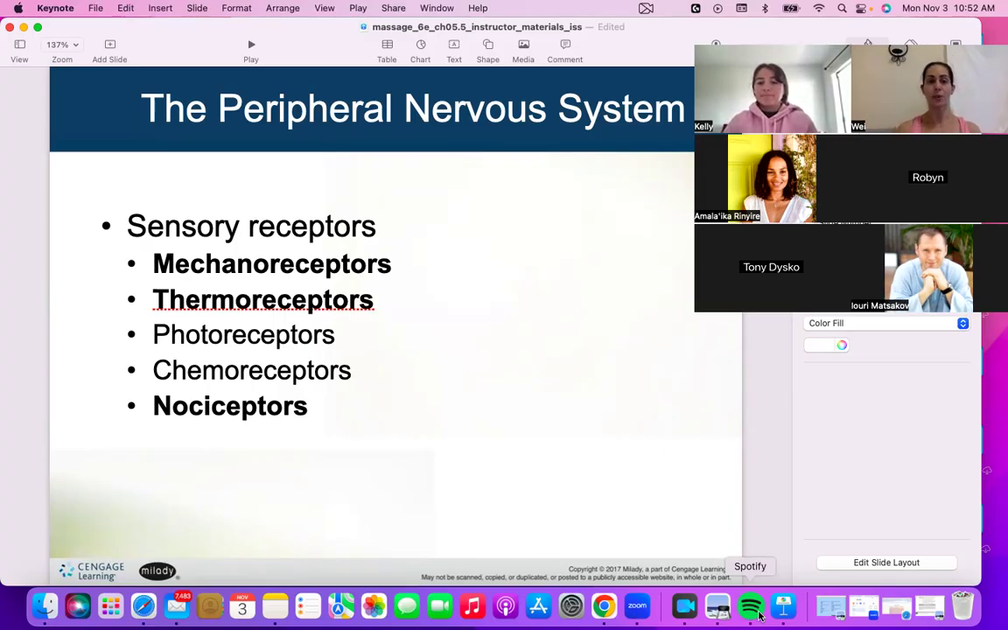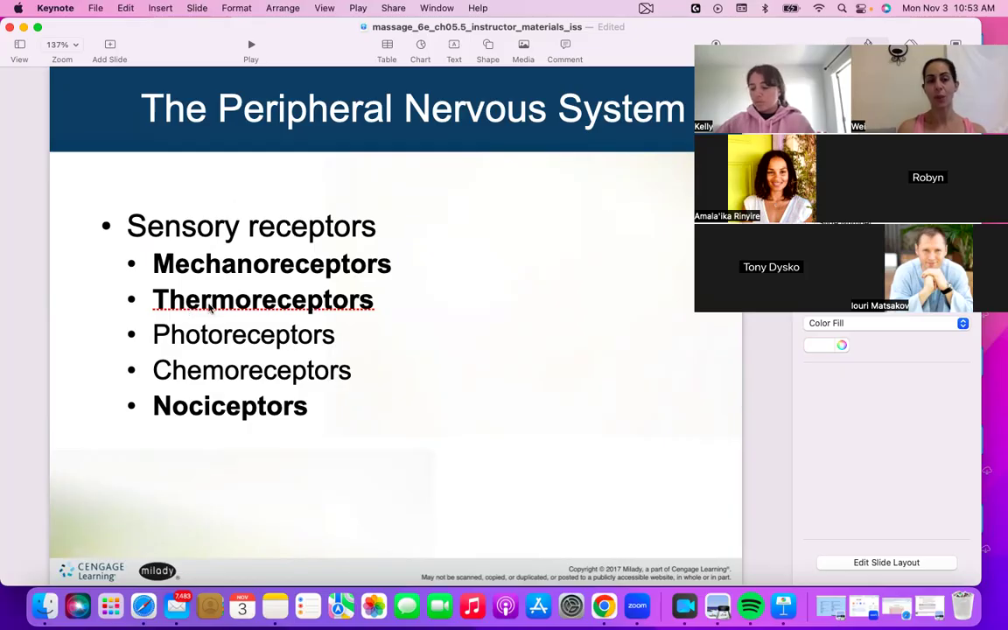Okay. Now the peripheral nervous system is a system that senses things, so it sends sensory information to the central nervous system. And these sensory receptors, or the things that help us feel, fall into these 5 categories. Mechanoreceptors, so mechanical, could be pressure or something that we add to the body, weight, stretch, something like that.